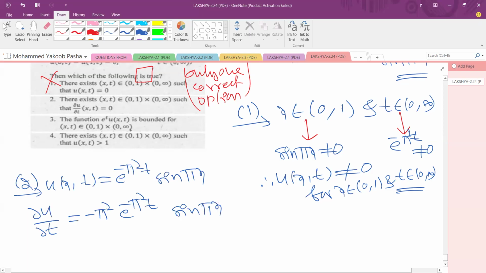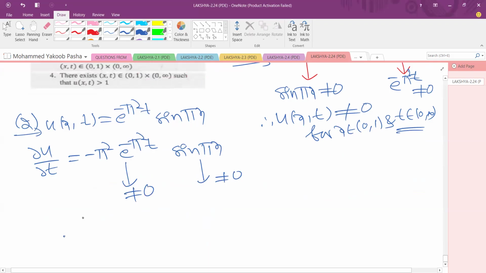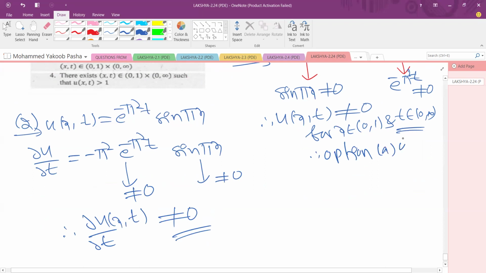Now check for the values of x and t. In the interval 0, 1, sin pi x is not equal to 0. In the interval 0, infinity, the exponential is also not equal to 0. Is it clear? Exponential is not equal to 0. So what about the dou u by dou t value? Dou u by dou t of x comma t is not equal to 0. Therefore option B is not correct.